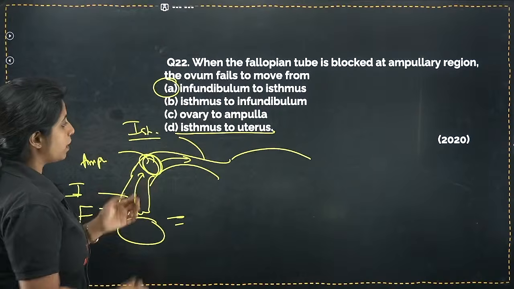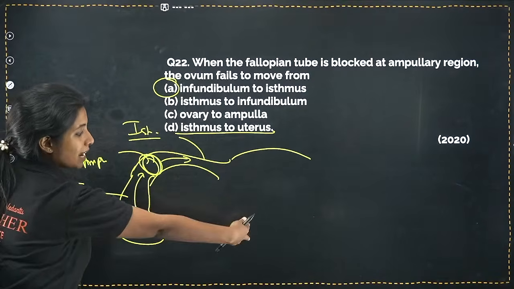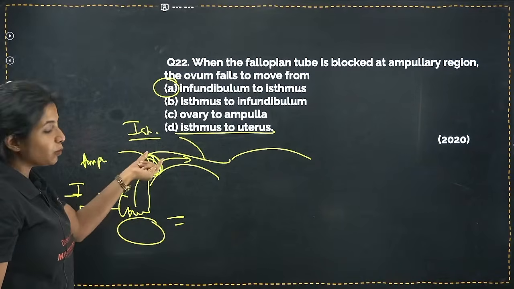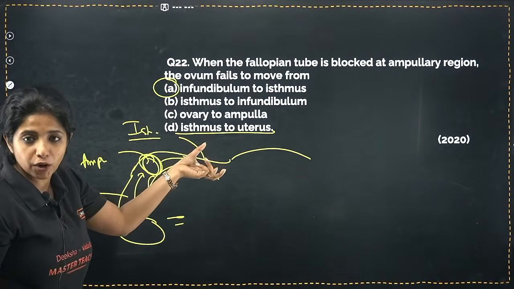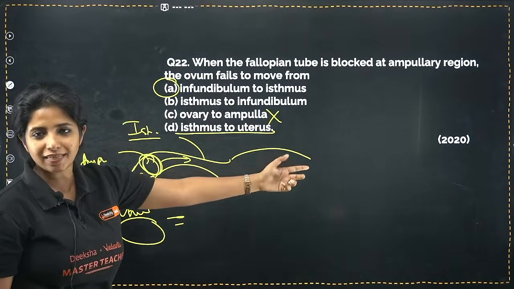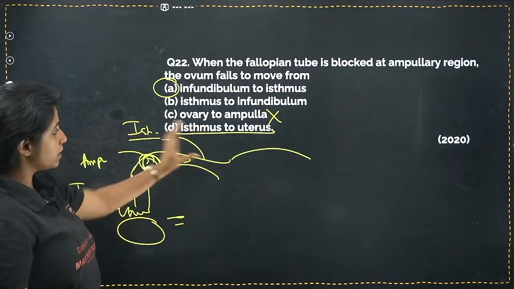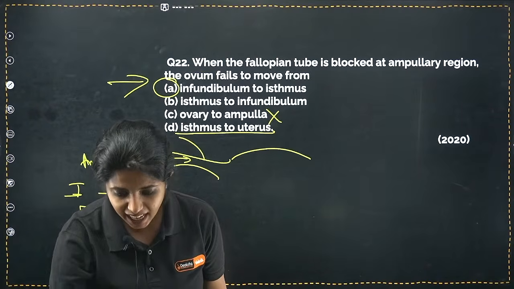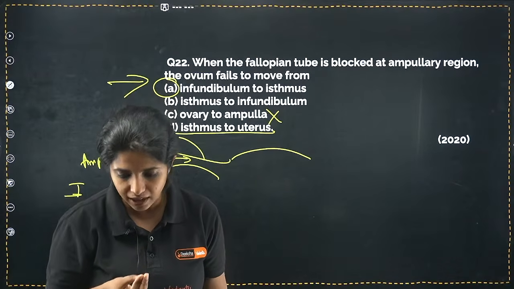Isthmus to the infundibulum, your ovum is released over here, not on that side, right? So it cannot be reverse. Ovary to the ampulla, it can reach. Beyond ampulla it cannot go, right? So obviously this is also going to be wrong. Isthmus to the uterus, again that is also not the correct way. So you need to understand this is the flow, which is why your answer for this question is going to be A. Okay, guys, this is a very simple question.